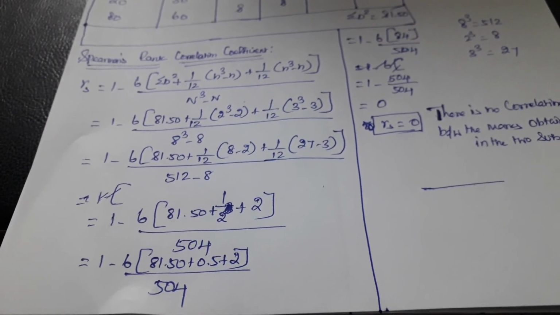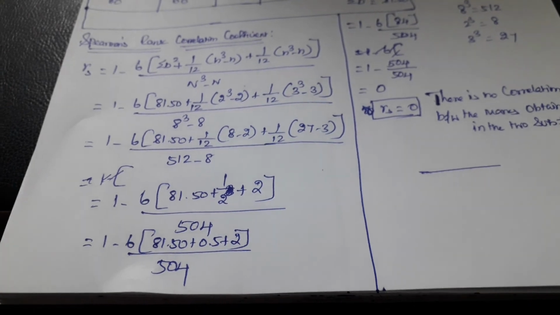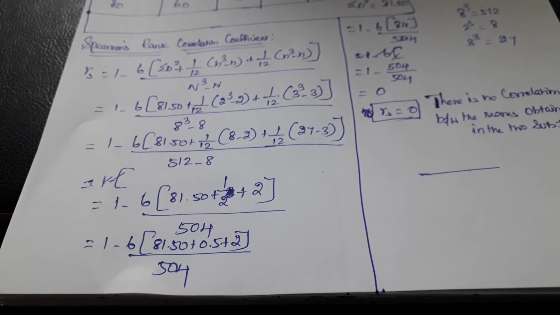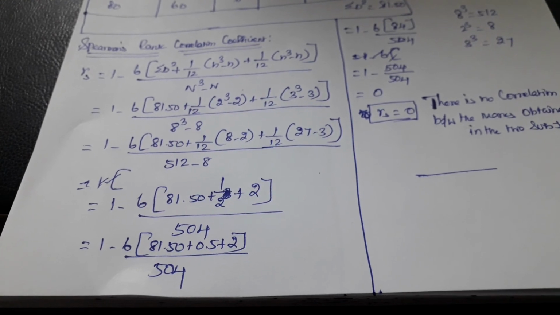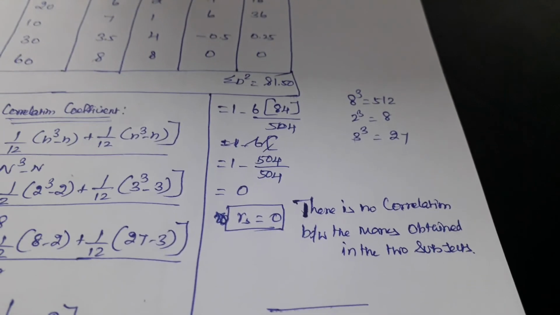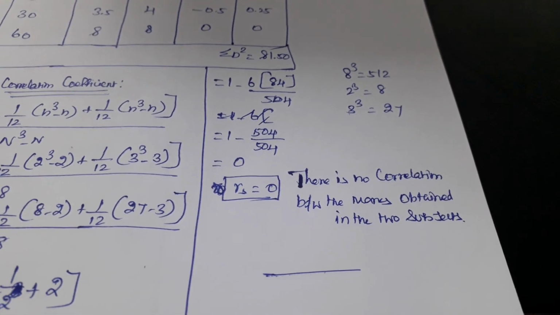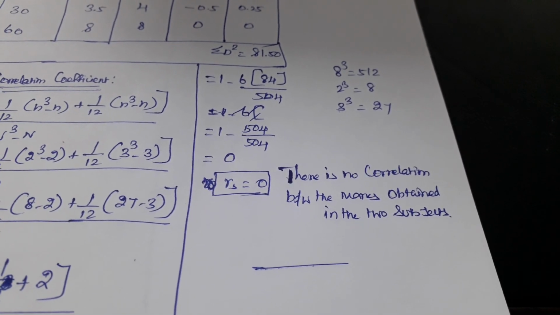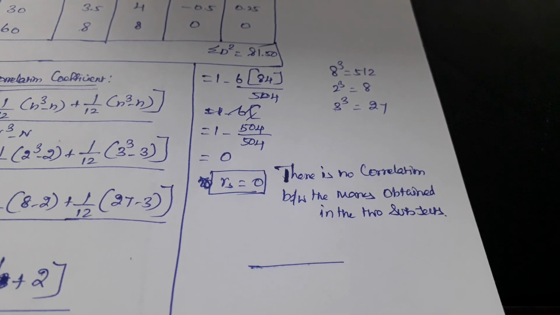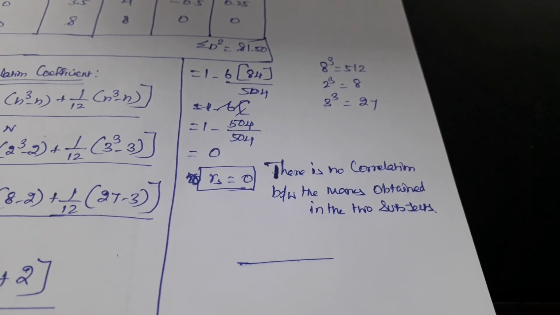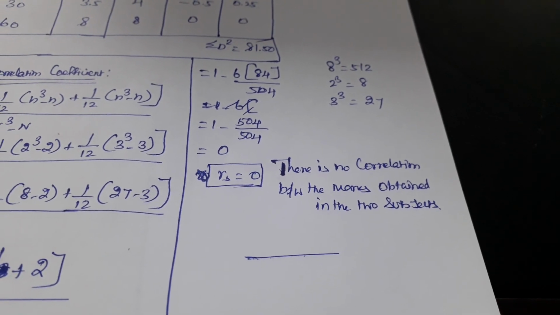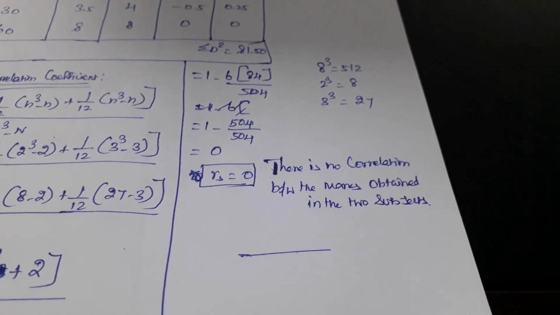If you simplify this formula after applying the appropriate values, we can get the solution as R is equal to 0, which means there is no common relation between the marks obtained in accountancy and statistics. It is our final conclusion.